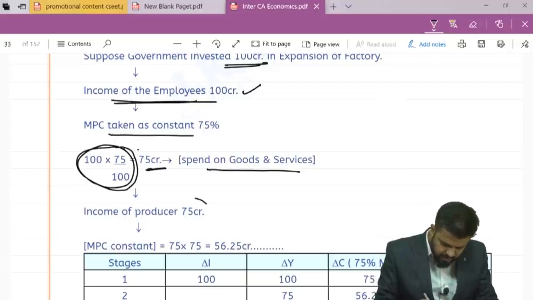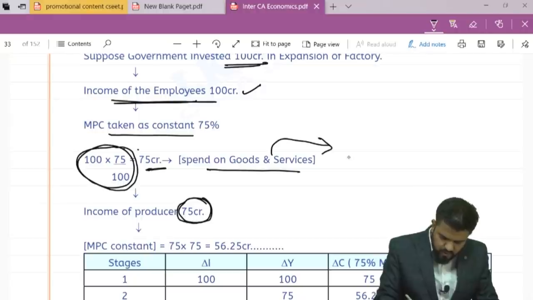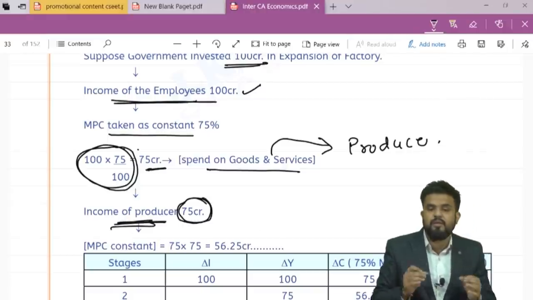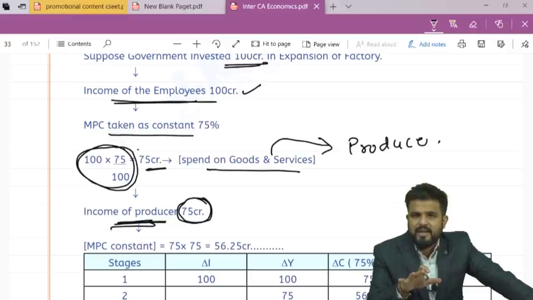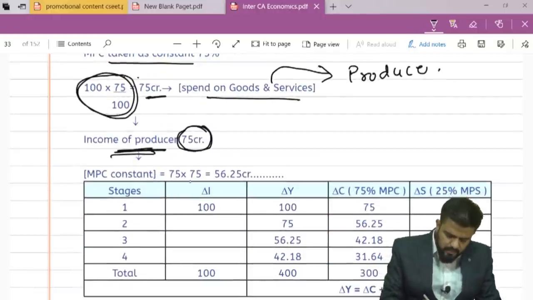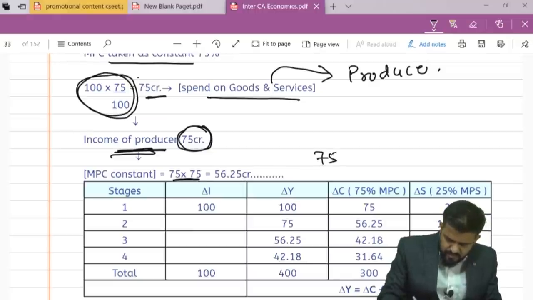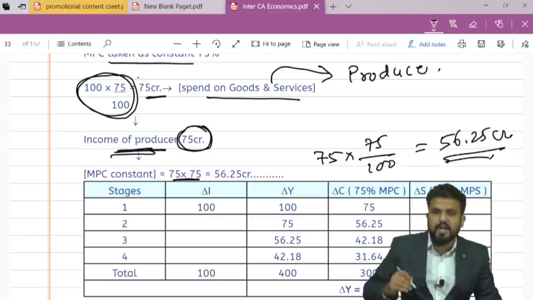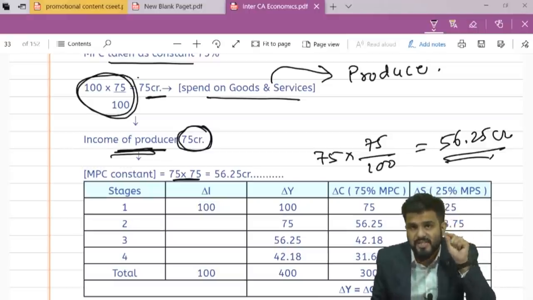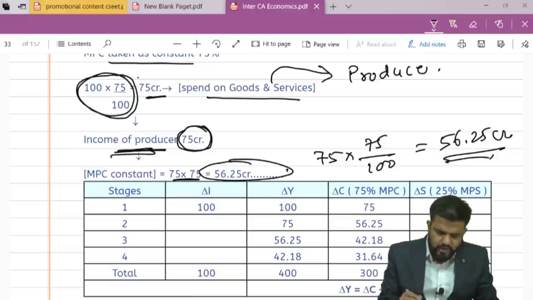And that 75 will become the income of the producer. Who produces goods and services? The producer. So 75 crore will become the income of the producer. Again, one man's expenditure, another man's income. Very simple logic. The moment you earn money and spend, a grocery shopkeeper will earn money, a departmental store will earn money, a mall person will earn money. That is a producer now getting 75 crore. But he is also going to spend 75 into 75 upon 100, that is 56.25 crore. At every stage, a person is going to spend 75% of his income. And the dots indicate it is to be continued.